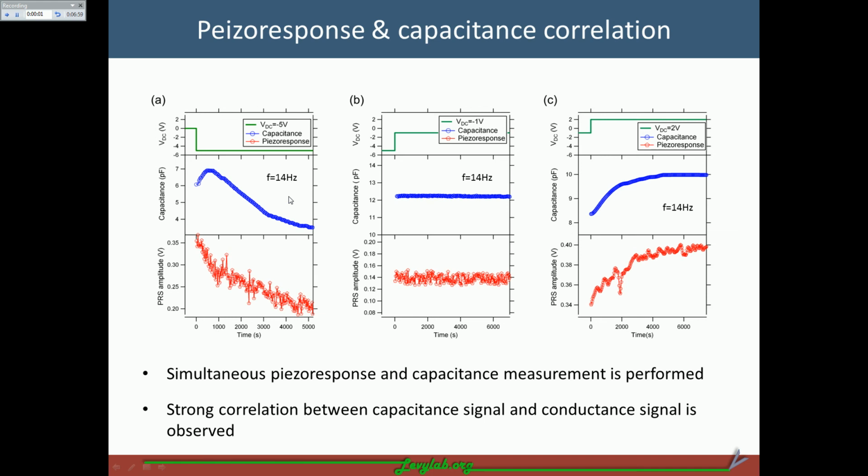So to understand this, we did simultaneous piezo response and capacitance measurements.